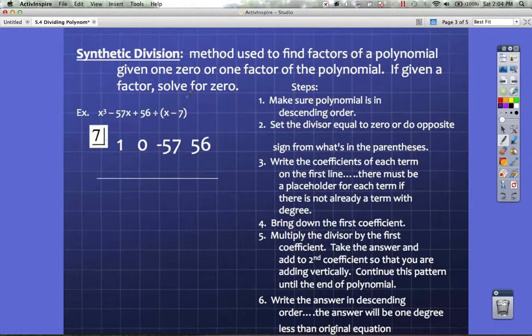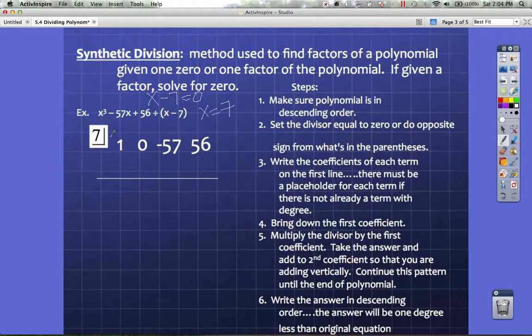So you would just set this, let me change my pen color. You would change this, x minus 7 equals 0. Add 7 to both sides, then x is 7. That is what goes in this little box out here. That's going to be your divisor.